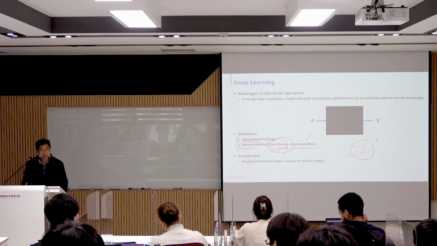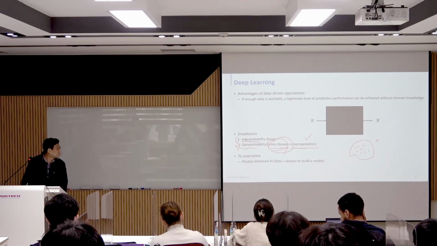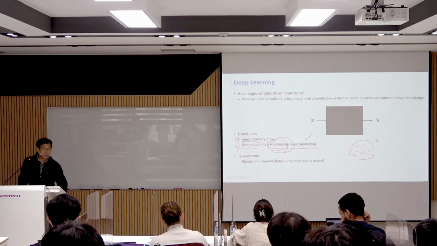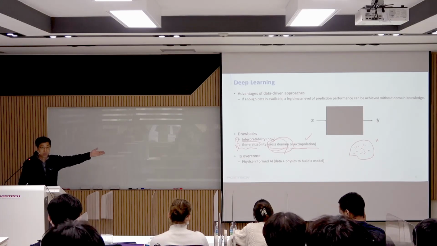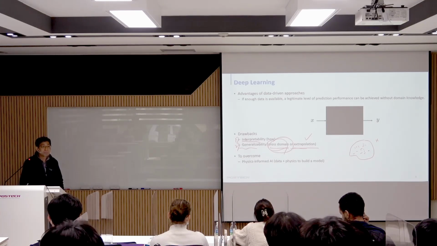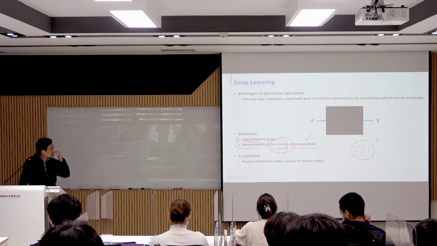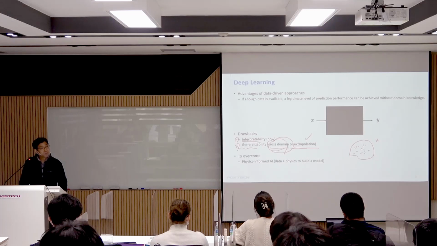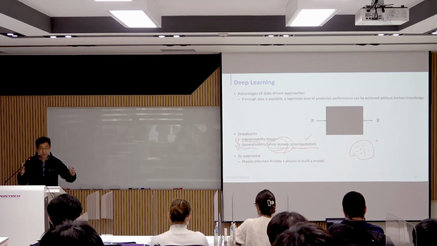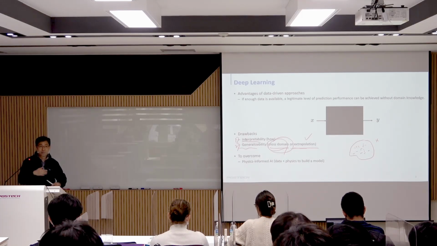A lot of people try to overcome these from a statistical perspective or an AI perspective. One example is explainable AI. And second, to make your model more general or robust, from the statistical perspective you need more and more data, like data augmentation and self-supervised learning, those kinds of things.